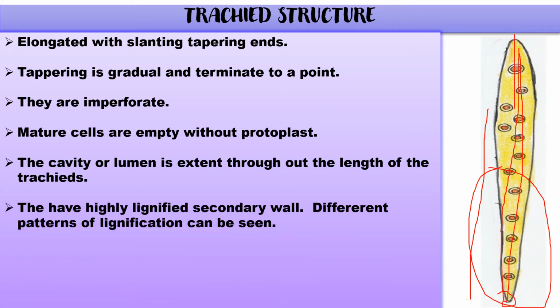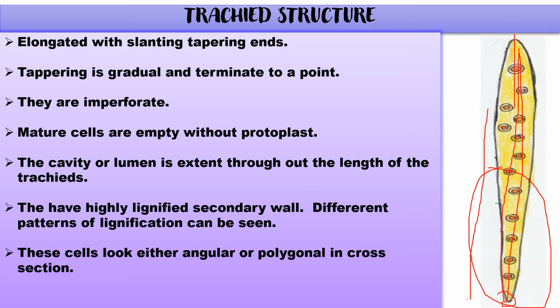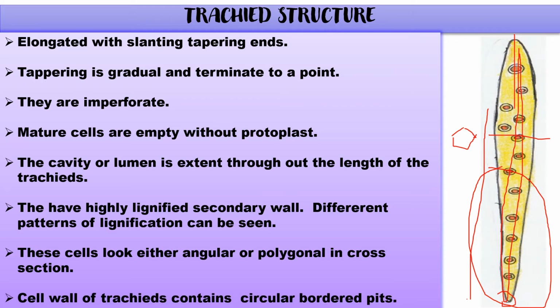But the cell wall of this tracheid is highly lignified and the lignification has different patterns. We'll take it in a different slide. If we cut the TS of this tracheid, it looks either angular or polygonal in structure. The most important thing in tracheid is that it contains circular bordered pits. And these pits are very interesting structures.